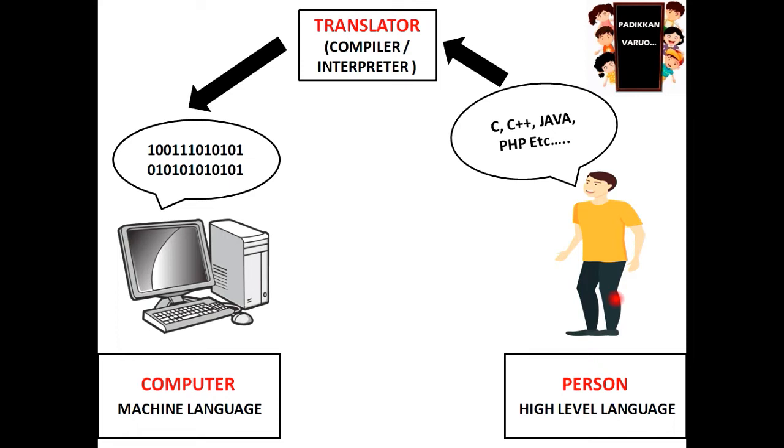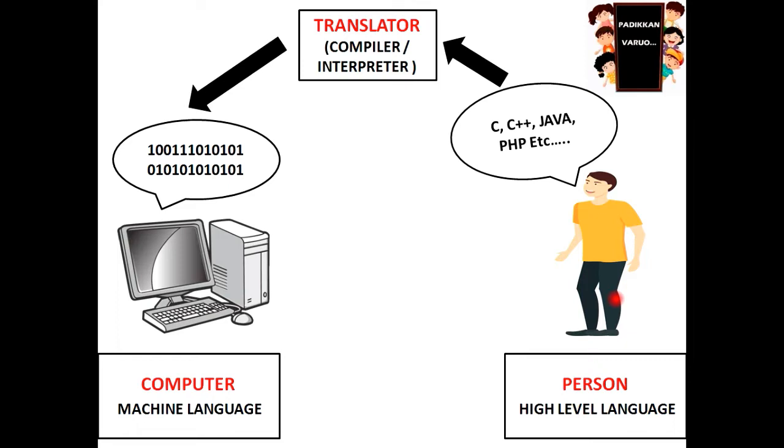That high level language code will be moved on to a translator. Here the translator will be a compiler or interpreter. The main job of a compiler or interpreter is to translate the high level language code into machine language code. Machine language code means it will be in the binary form, that is 1 0 1 1 0 1 etc.